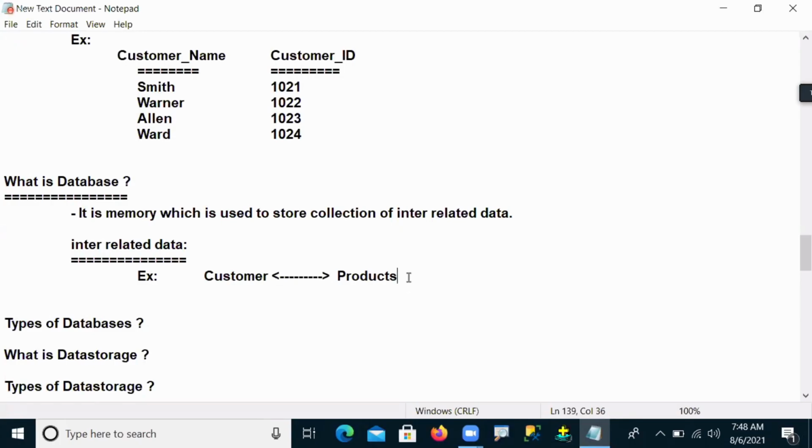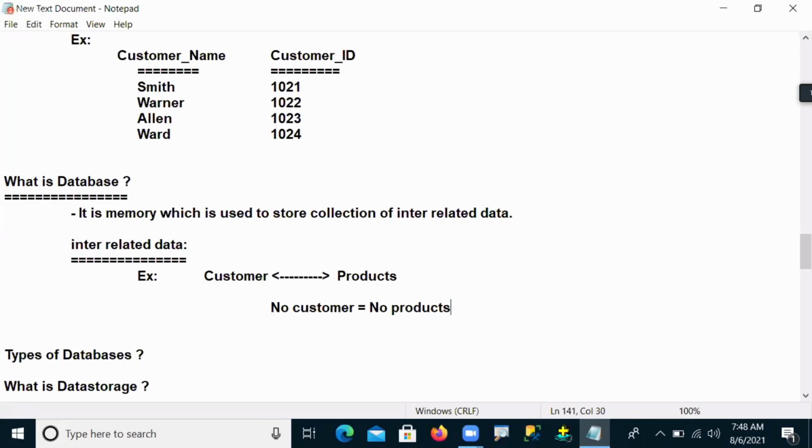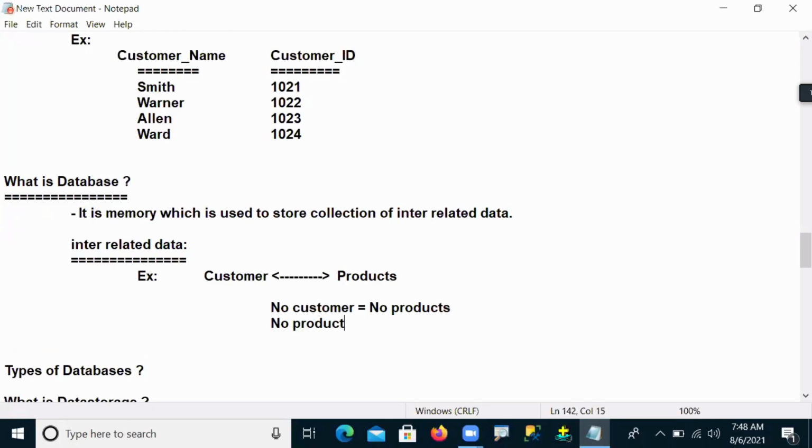For a simple example, let me say like this: suppose there is no customer, can I say there is no product? In the same pattern, if there are no products, we can say there is no customer. So it's depending on each other. Customers depend on products, and products depend on customers. If customer is not there, there is no use of products. If products are not there, there is no use of customers.